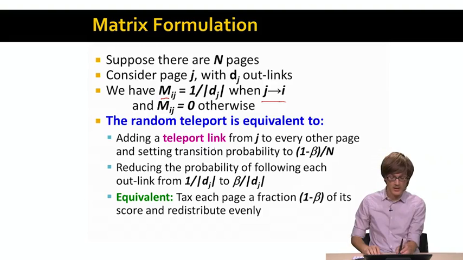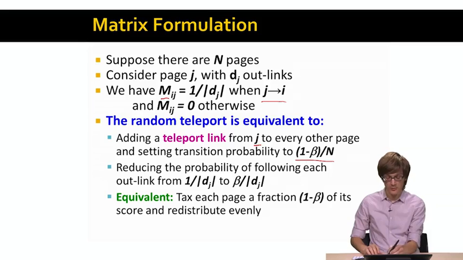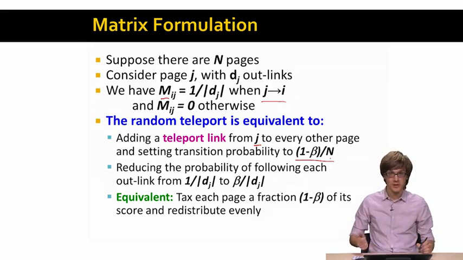So basically adding a teleport link from node j to every other page in the graph, and we want to set the probability of such a teleport link to be 1 minus beta, the probability of a teleport, times 1 over n, where n is the number of web pages. So that's the probability of traversing one individual teleportation link, right?